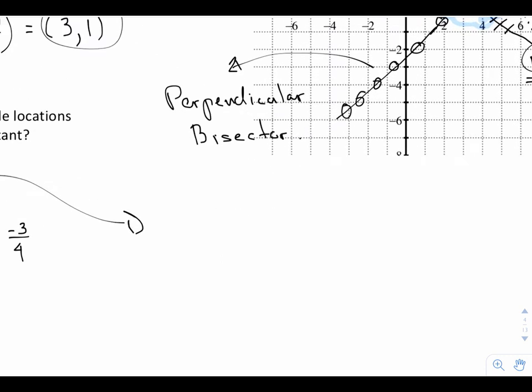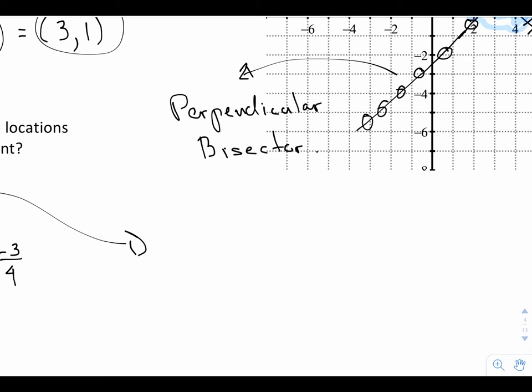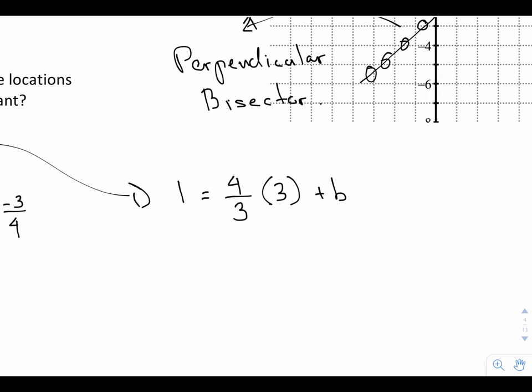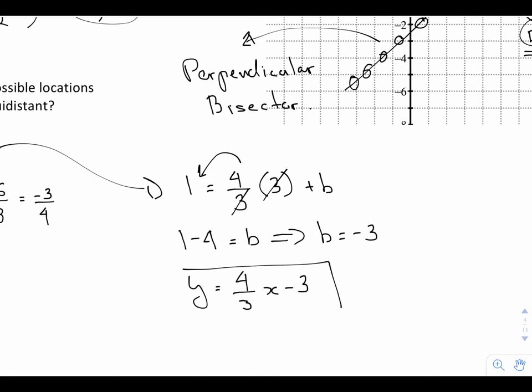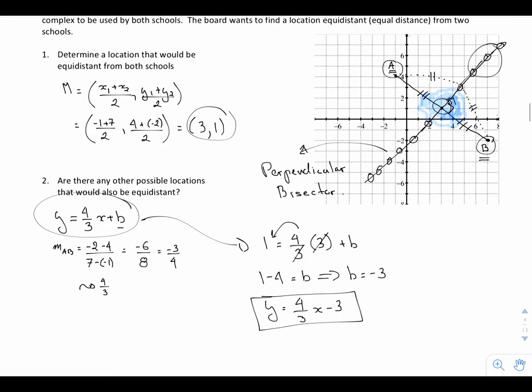So what does that look like? I get, actually, it's not 3 for y, it's 1 for y, equals 4 over 3 times x, which is 3, plus b. The 3's cancel out. The 4 comes over. I get 1 minus 4 equals b, which means b is equal to -3. And my equation is y equals 4 over 3 x minus 3. So there you have the equation of the perpendicular bisector.